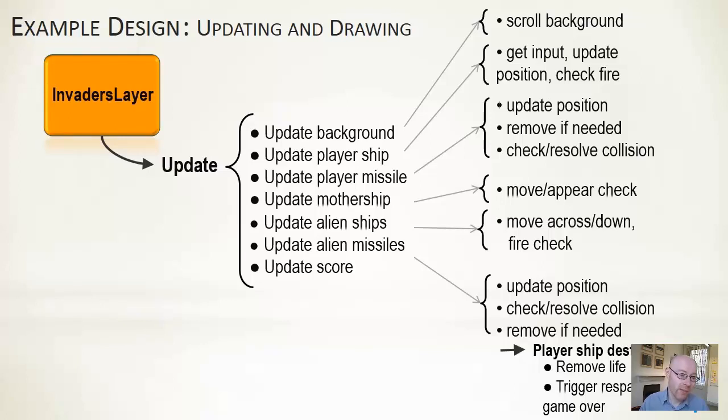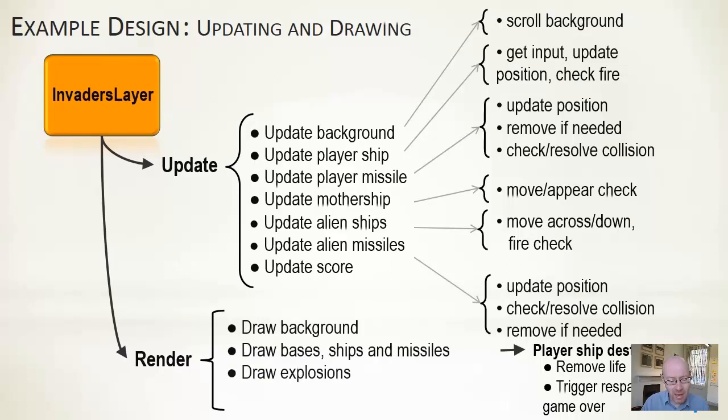For drawing, all we need to say is, what order do we wish to draw the objects in? So draw the background first of all, then on top of that draw the bases, the ships and the missiles. Notionally they're all the same height up, so we're not really worried, they're just all drawn. Draw the explosions, and then at the very top draw any of the HUD elements that we may want to display.